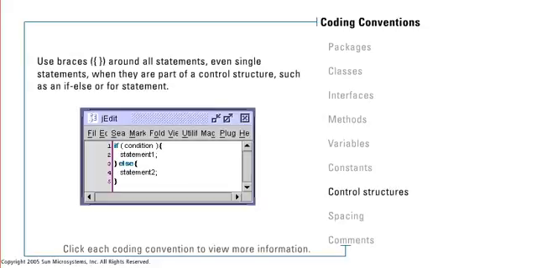Next, we have control structures. Now this isn't a naming convention, it's a coding convention. Control structures are your if statements, your for loops, your while loops. Now these can execute a single statement or a block of statements. You should always use a block to show the beginning and the ending, and not use a single statement. It'll just make your code a little bit clearer.